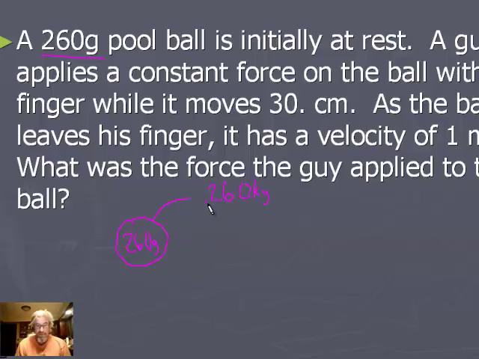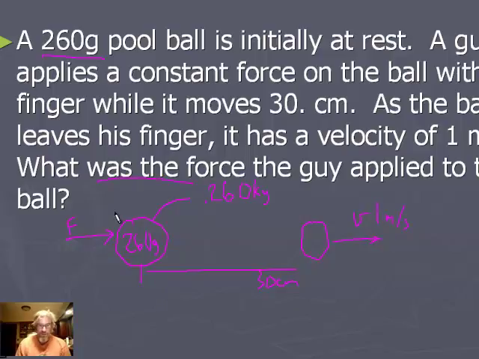Okay, the guy applies constant force on the ball. So the whole time he's pushing, this force never changes. And during that time, he's moving it this far, 30 centimeters. When the ball leaves his finger, it has a velocity of 1 meter per second. The question is, what was this force that the guy was applying to the ball?